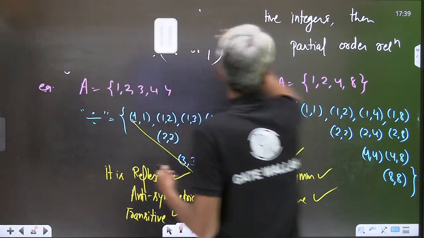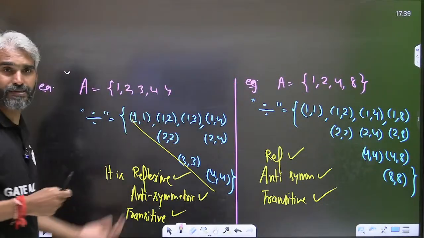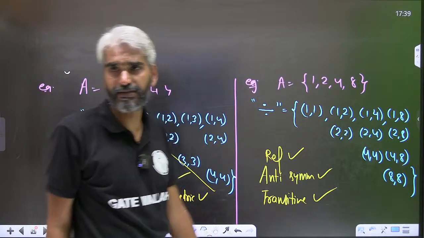We already know that both of them are partially ordered sets. So these are two examples of a partial order relation and a partially ordered set.